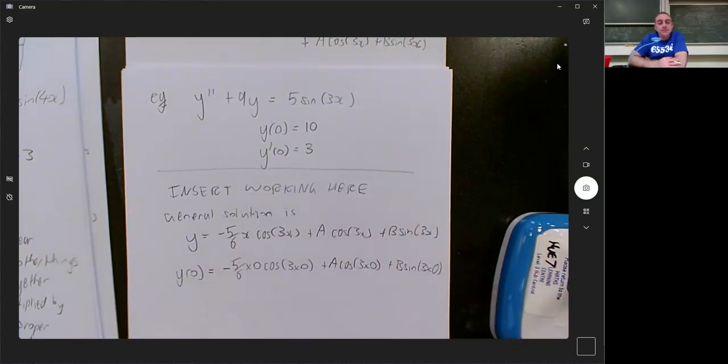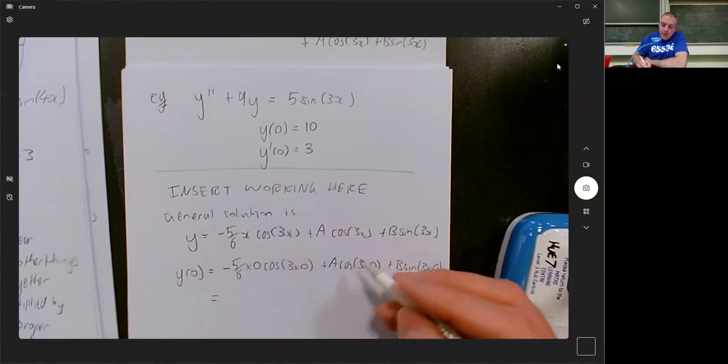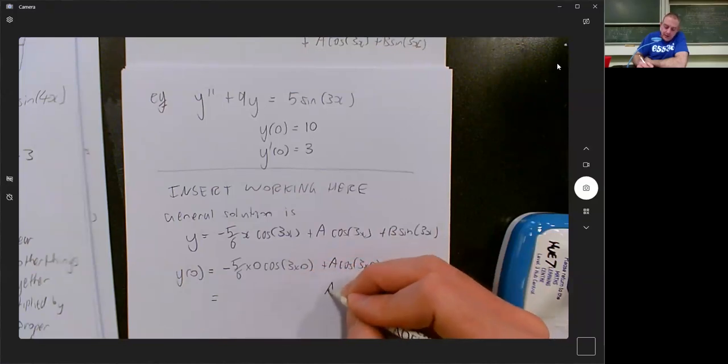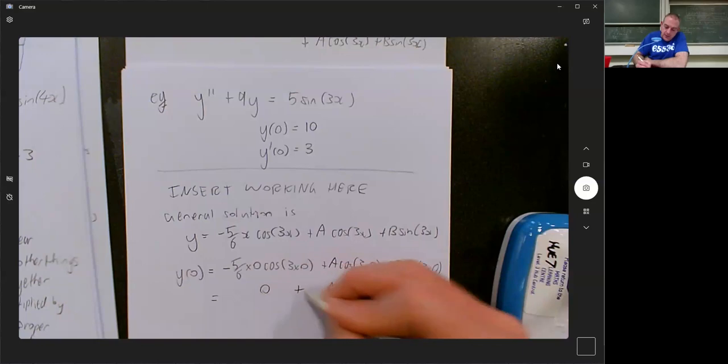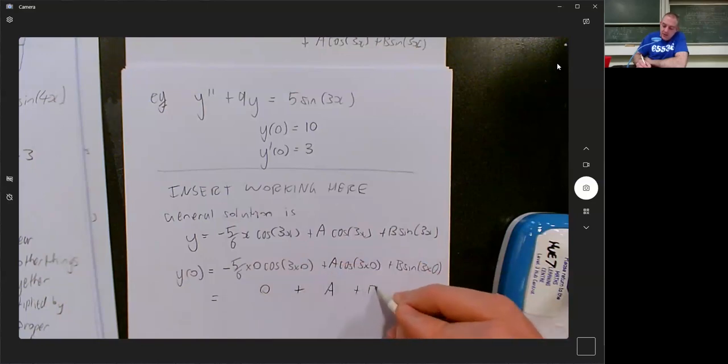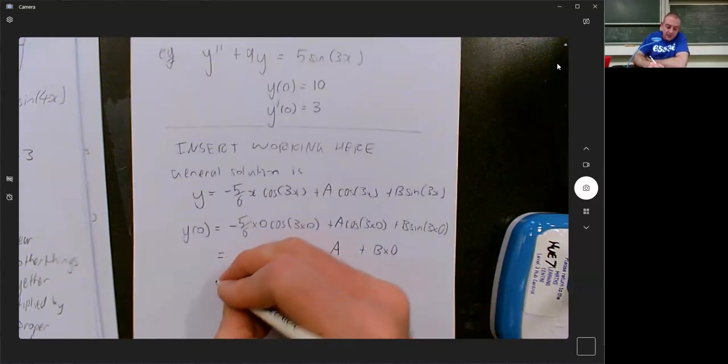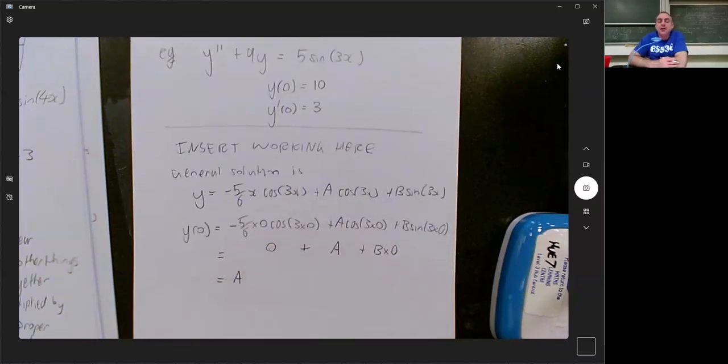Like that. And, well, 0 times anything is 0, so there's nothing there. And cos of 0 is 1, and so I get an a. And sine of 0 is 0. And so I get the answer a when I sub in 0 for x into this formula.